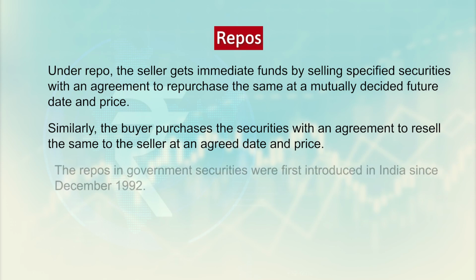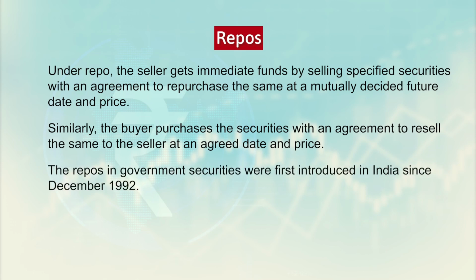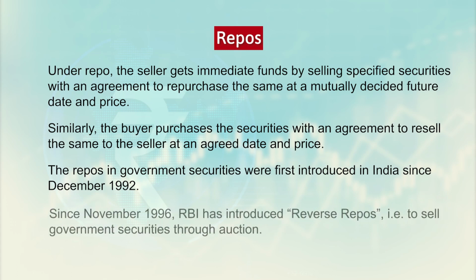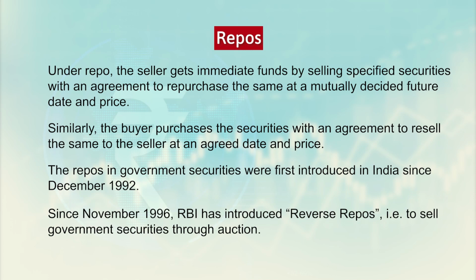Similarly, the buyer purchases the securities with an agreement to resell the same to the seller at an agreed date and price. The repos in the government securities were first introduced in India in December 1992. Since November 1996, the RBI has also introduced the reverse repos, that is, to sell government securities through auction.